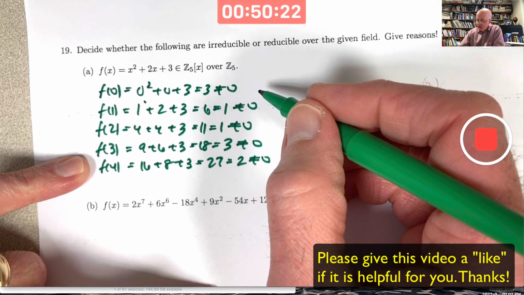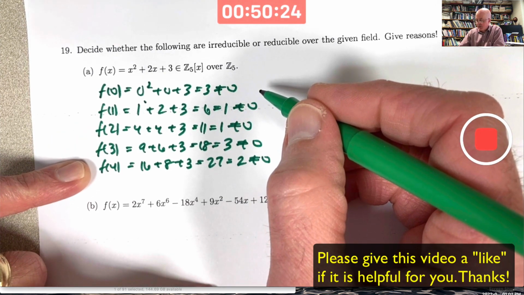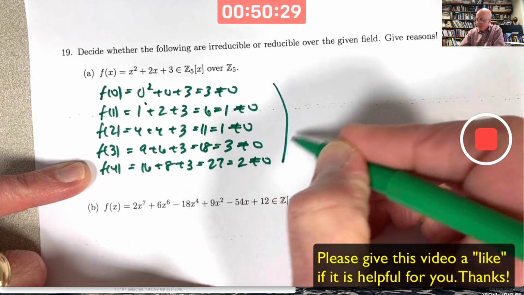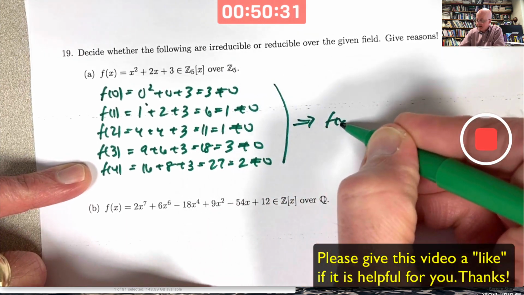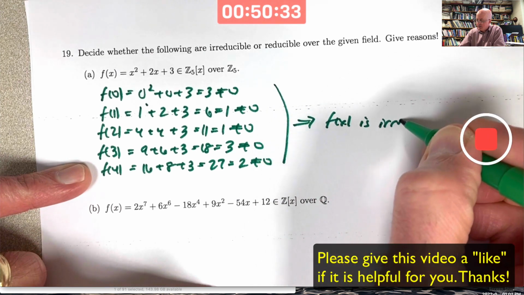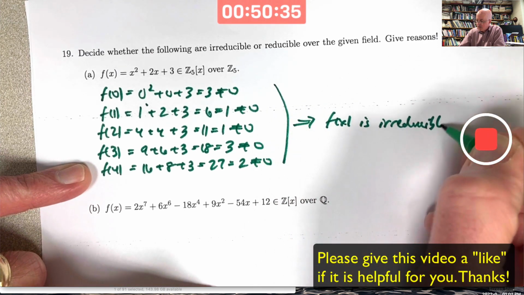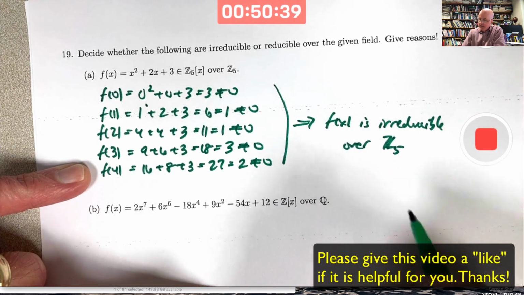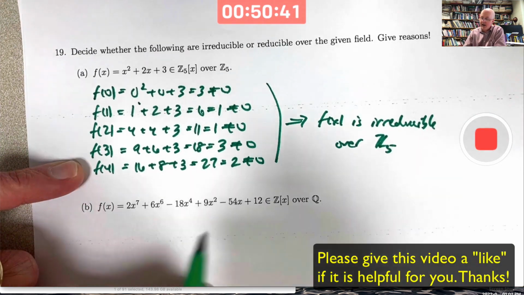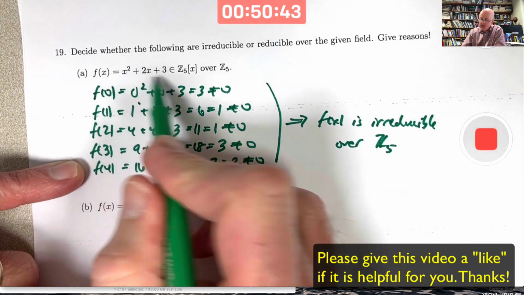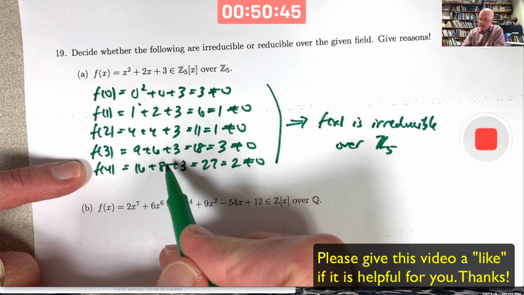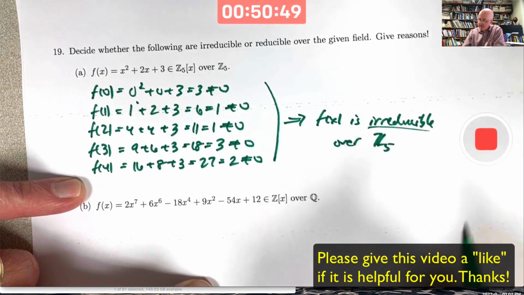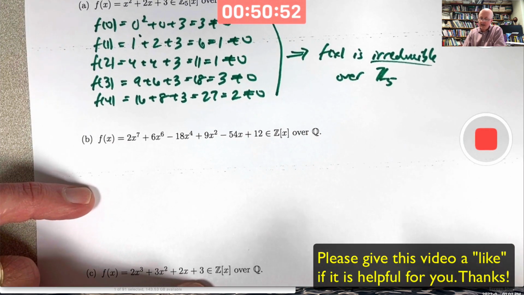It also has degree 2. If it has degree 2 or 3 in such a situation, and you get non-zero numbers here, this means f of x is irreducible over Z5. Z5 is a field, so f of x is going to be reducible if I can factor it as a product of two smaller degree polynomials. The fact that none of these are 0 means I can't do such a factorization. So this one's irreducible. Wow, this next one looks really hard.